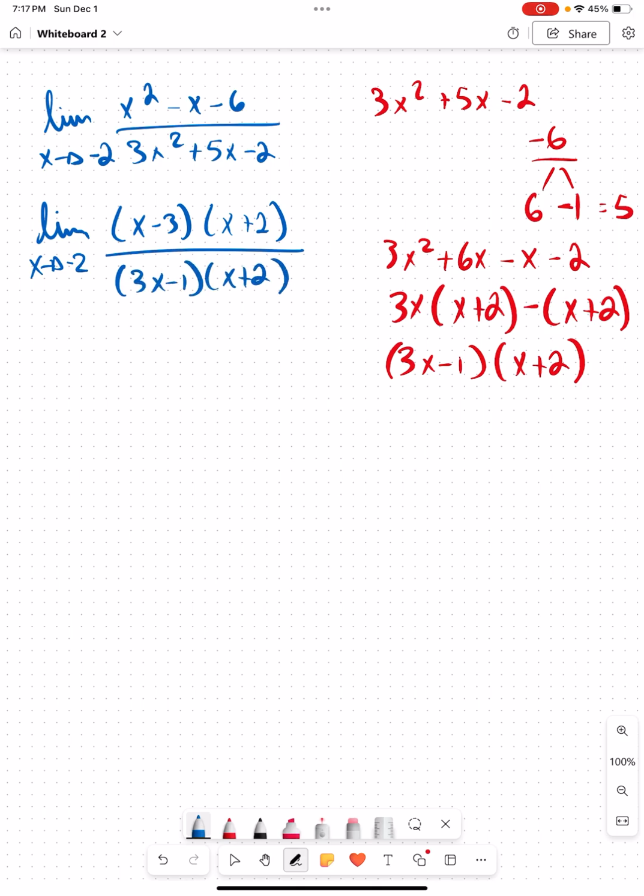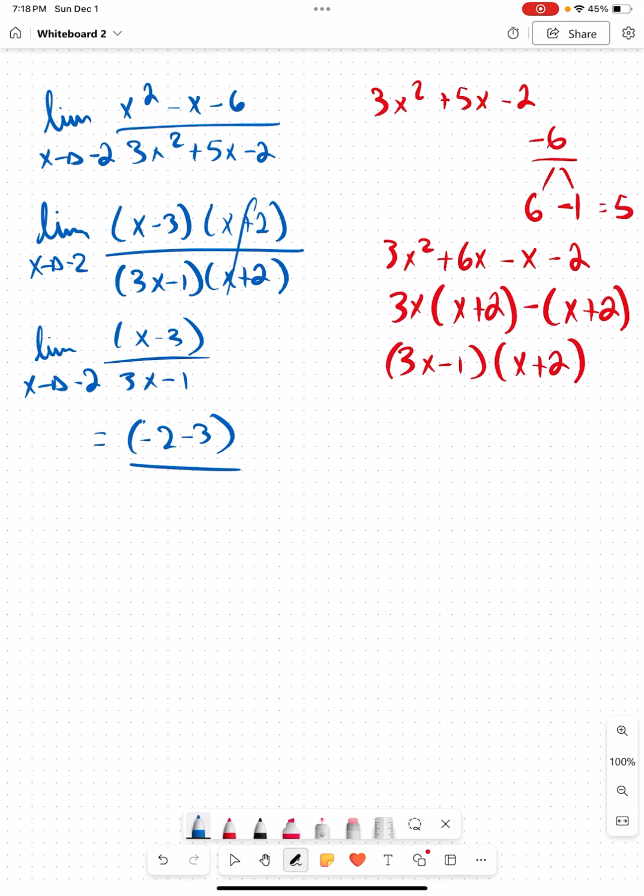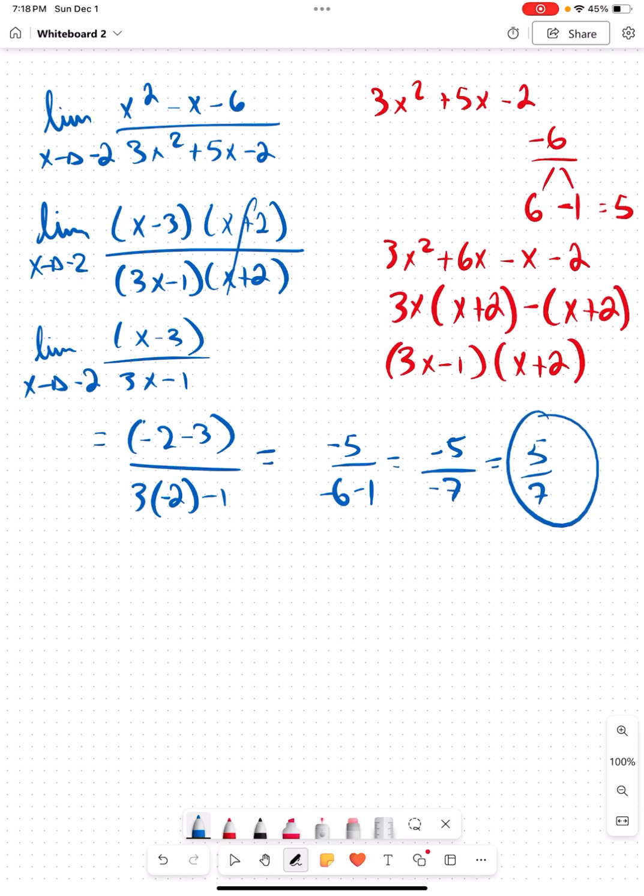Now I can see that I can cancel out the x plus 2. So I am left with the limit of (x - 3) over (3x - 1) as x approaches negative 2. Now I can substitute the negative 2 into the function, and I will be having (-2) minus 3. I don't know why I like to leave the parentheses, but I just do. And 3 times (-2) minus 1, so I am left with negative 5 on top. And then I have negative 6 minus 1, so I am left with negative 5 over negative 7. Two negatives make a positive. My final answer is 5 over 7.